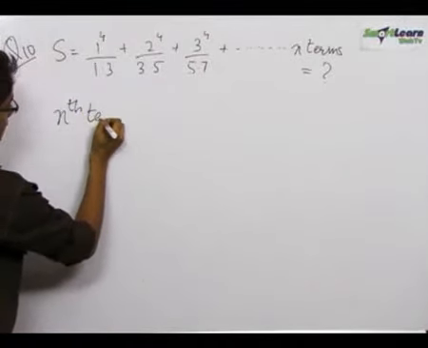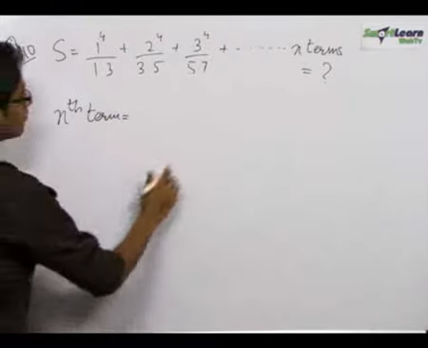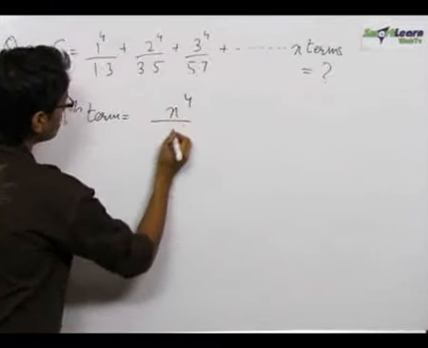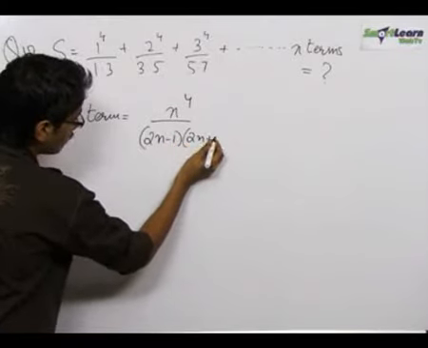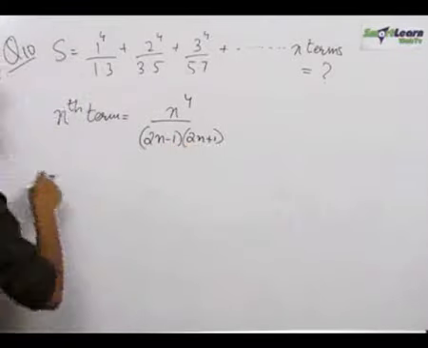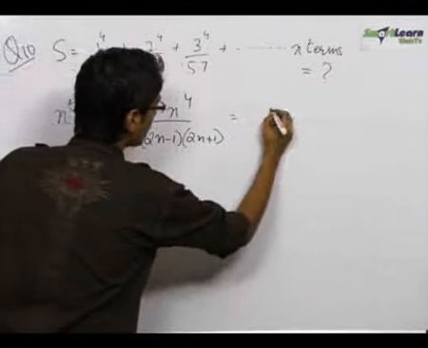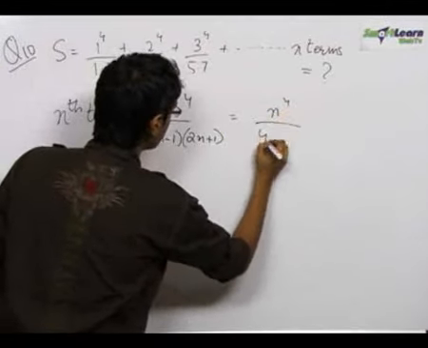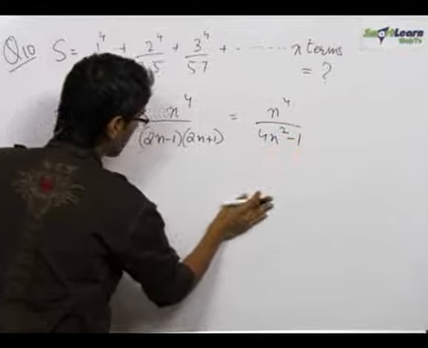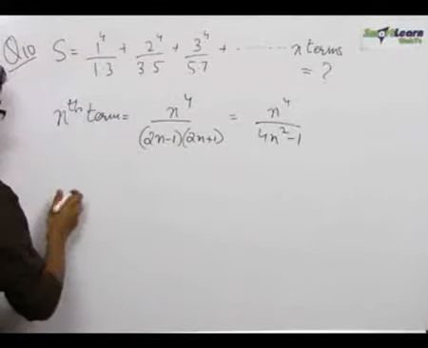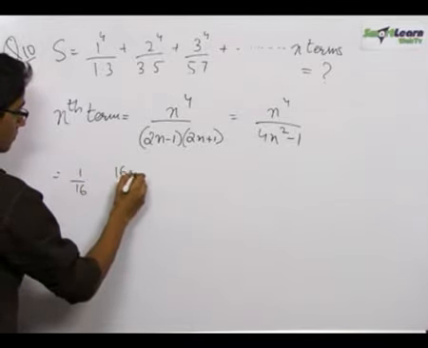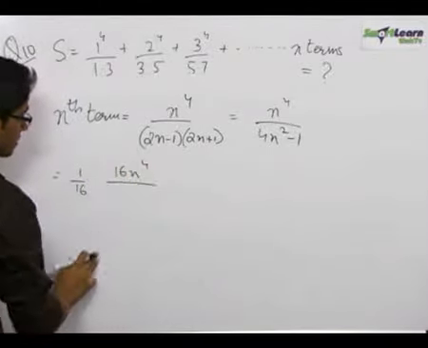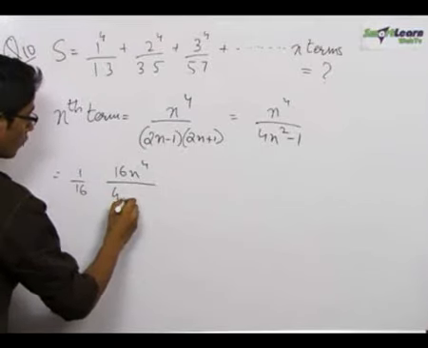very clearly equal to n power 4 upon (2n minus 1)(2n plus 1), which can be further written as n power 4 upon 4n square minus 1. We can again simplify this as 1 by 16 into 16n power 4 upon 4n square minus 1.